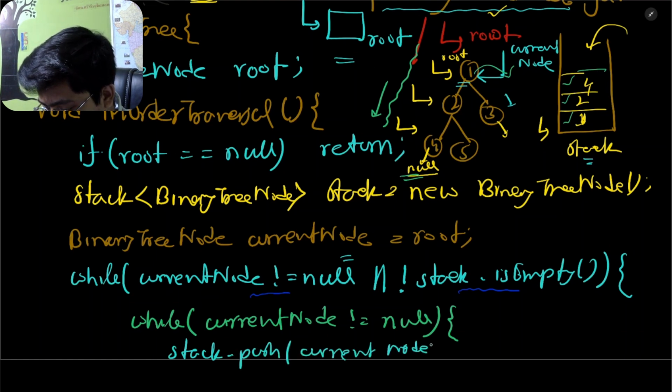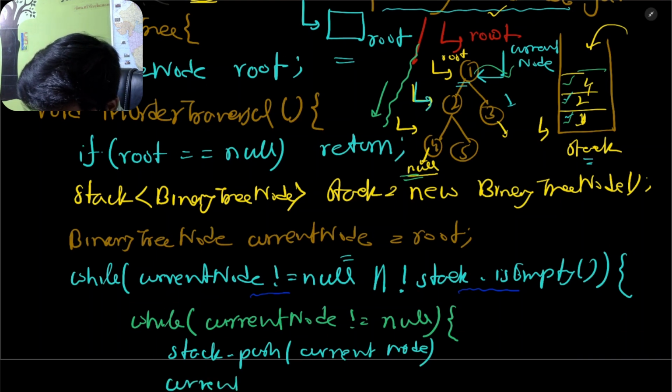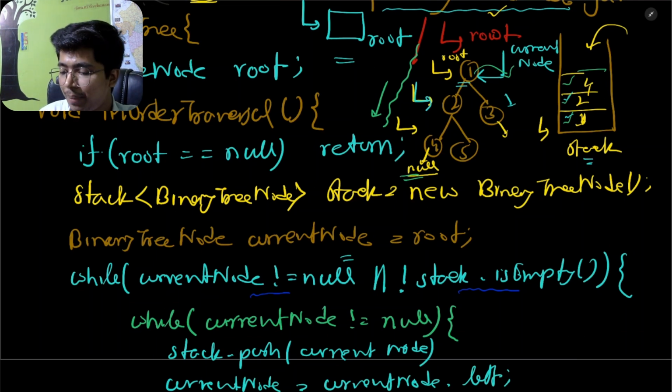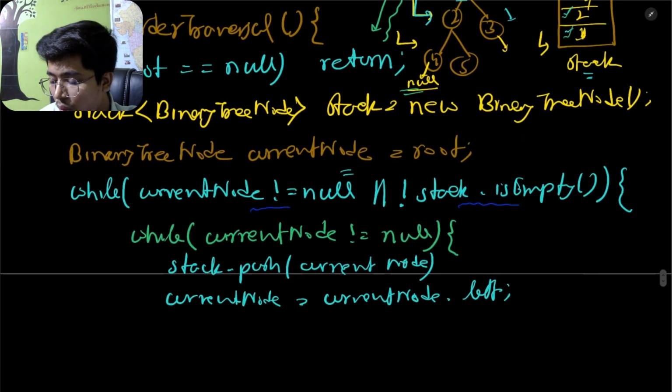Once we push the current node, the first time we pushed 1, the second time we'll be pushing 2. To push 2, we have to bring the current node here. So we update the current node equals to current node dot left. After applying this line, we updated to the left side. So we handle both cases.